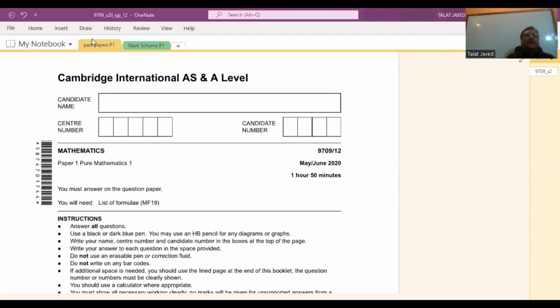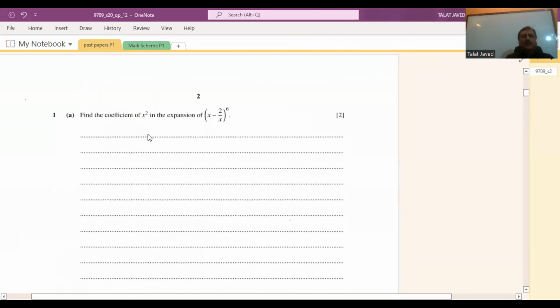Today we will start this paper of mathematics A level, paper 1, of May/June 2020. Start this paper. Question number 1. Question number 1 is about the binomial theorem.